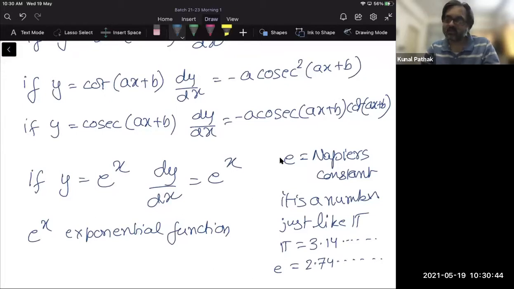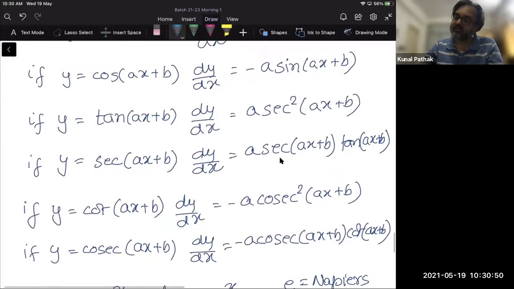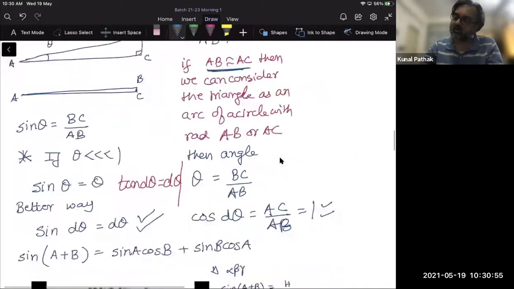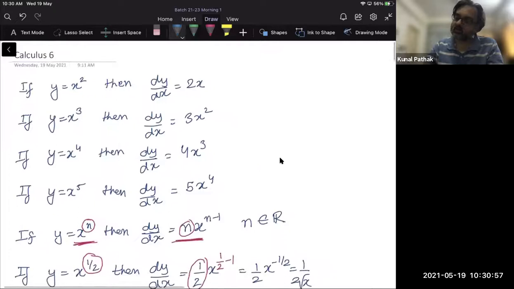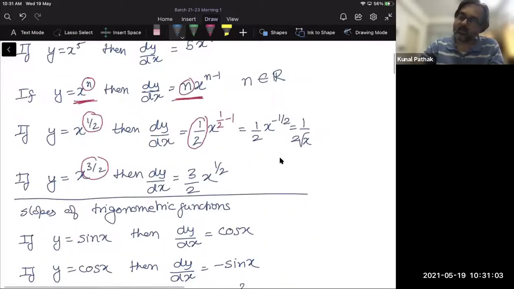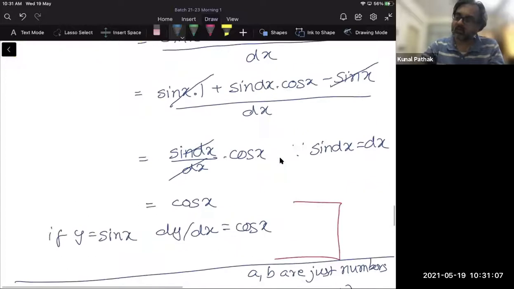So this is the only function for which the value of dy by dx is the same as the function itself. Baki sab mein change ho jata hai. Ab dekho, cot ka cosec square ho gaya, cosec ka cosec cot ho gaya, sec ka sec tan ho gaya. Jo humne shuru mein kiya tha, x square ka 2x ho gaya, x cube ka 3x square ho gaya. To jab hum slope nikalte hain, to original function obviously change ho jata hai. Lekin exponential function mein change nahi hota. It's very weird.